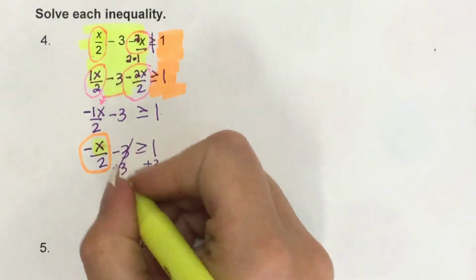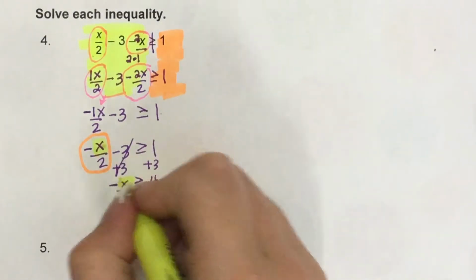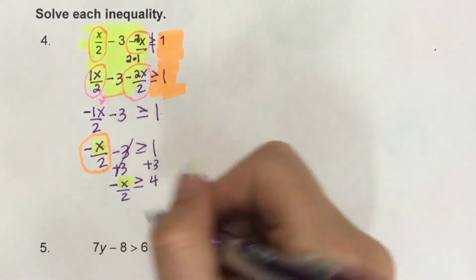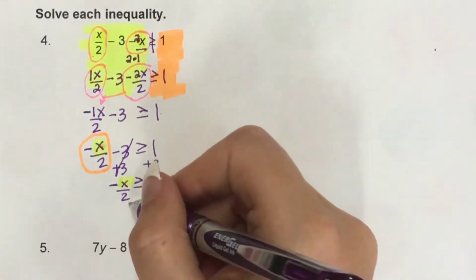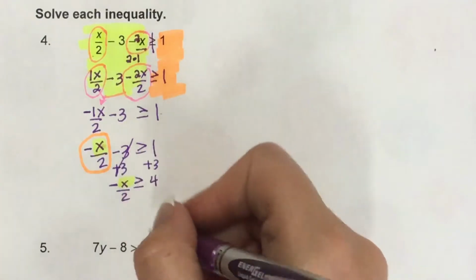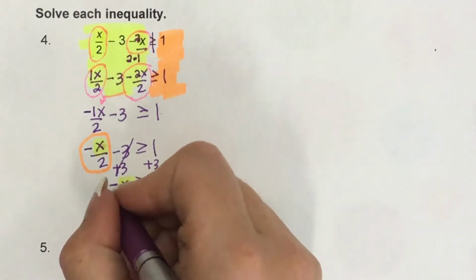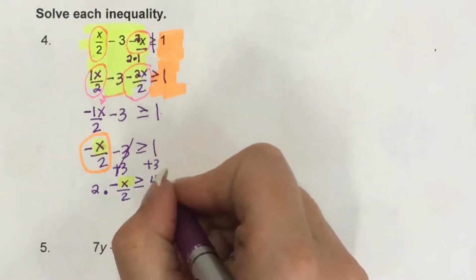Now I have this negative x over 2. I'm trying to get x by itself. And so that means I have to get rid of this 2. Well, how's 2 related? It's related through division, so I need to do the inverse operation of division, which would be multiplication. So I'm going to multiply both sides by 2.